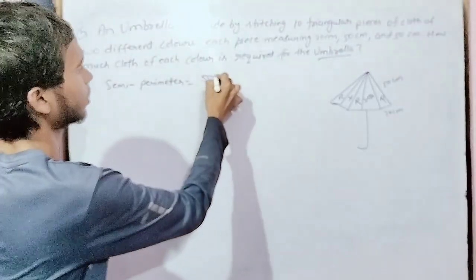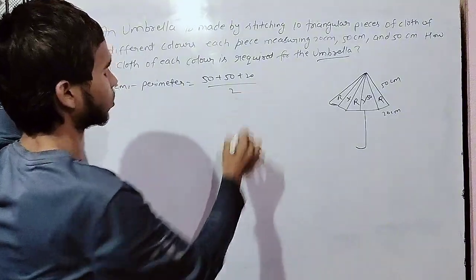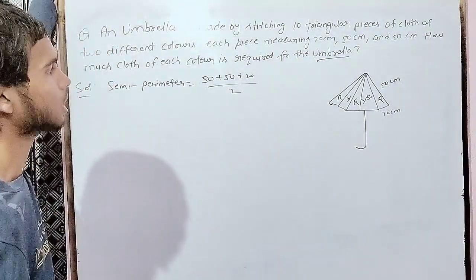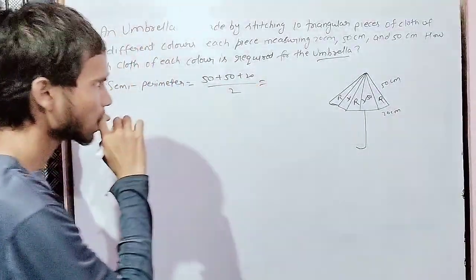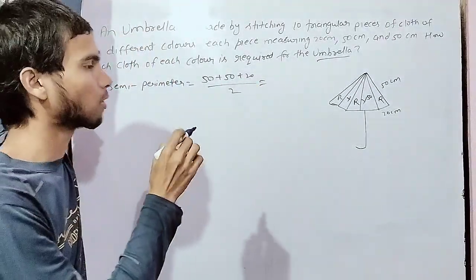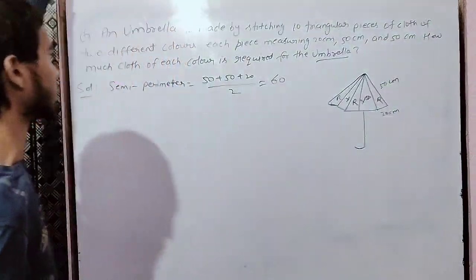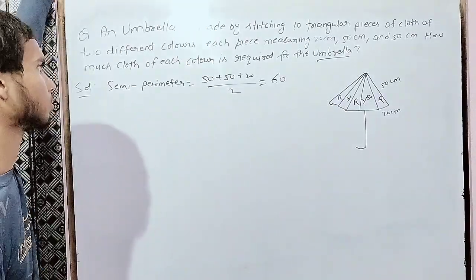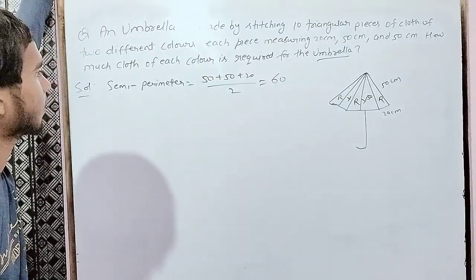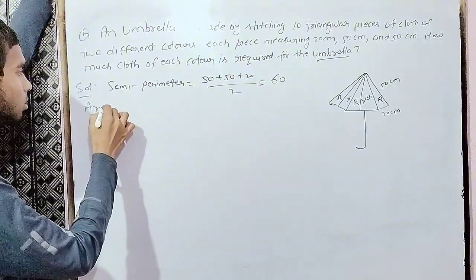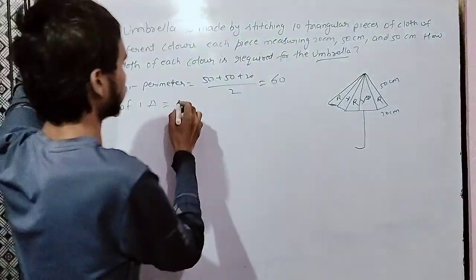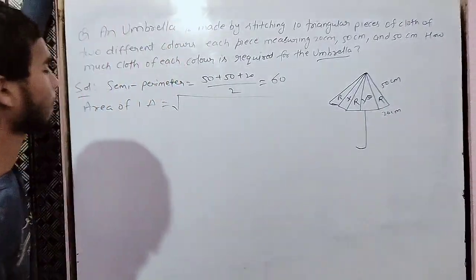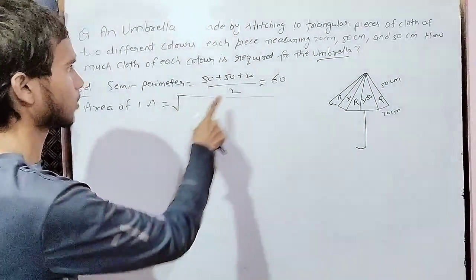Okay. Here 50 plus 50 plus 20 upon 2. This is how we find the semi perimeter. Now here 50, 100, 120. This will become 60 at the end. Semi perimeter is 60. Now what is the area of one triangle? So we are applying Heron's formula. Here your semi perimeter is 60.